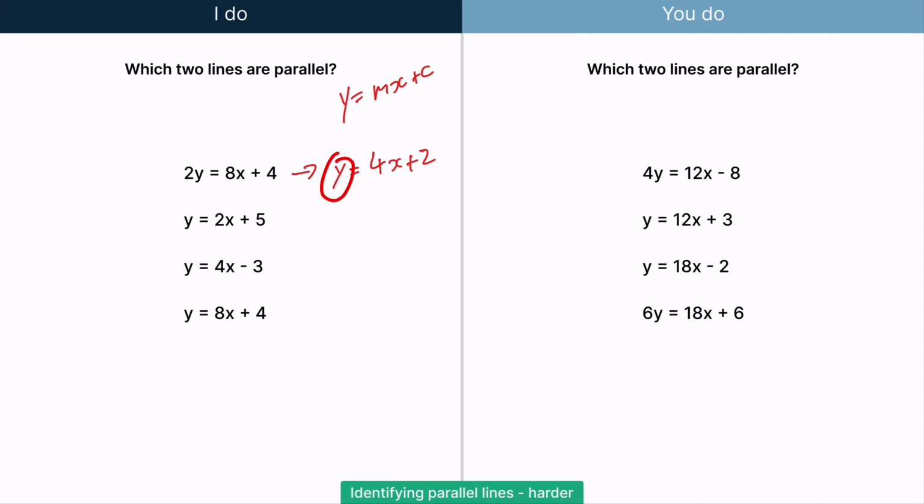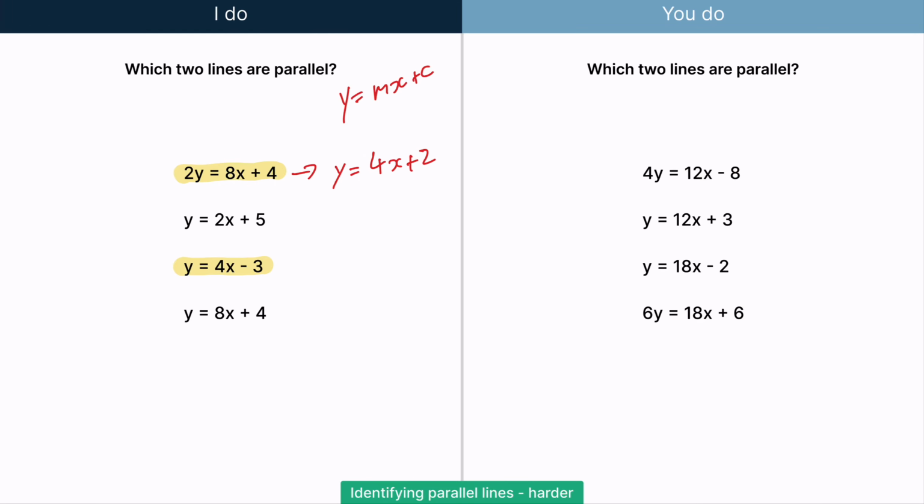And now if I compare it, the 2 lines that are parallel to each other are that one there and that one there, because this can be written like this in standard form. So that is my final answer here. Whenever you get something in front of the y, you want to get rid of that. So again, press pause and have a go at the example on the right.